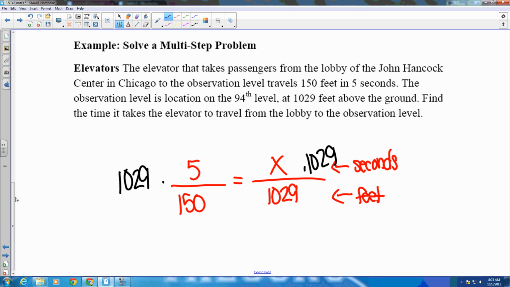If we multiply through the top, 5 times 1,029 is 5,145 divided by 150, which is 34.3 seconds when you divide that out.